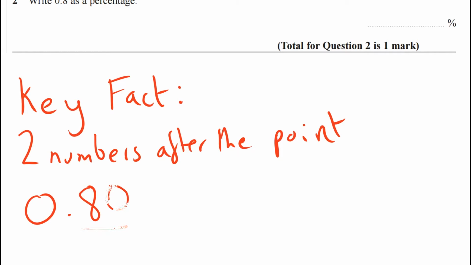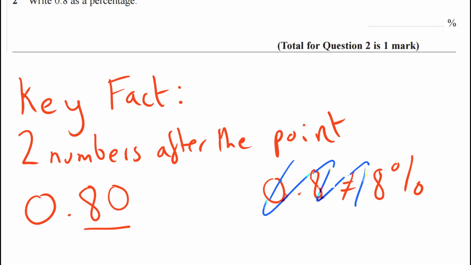So many students, maybe the vast majority, 80% of students, will actually say to me that 0.8 equals 8%. No, that's only one number after the point. This is not true. Let's put a big squiggle through that. When there's no number, you just insert 0.